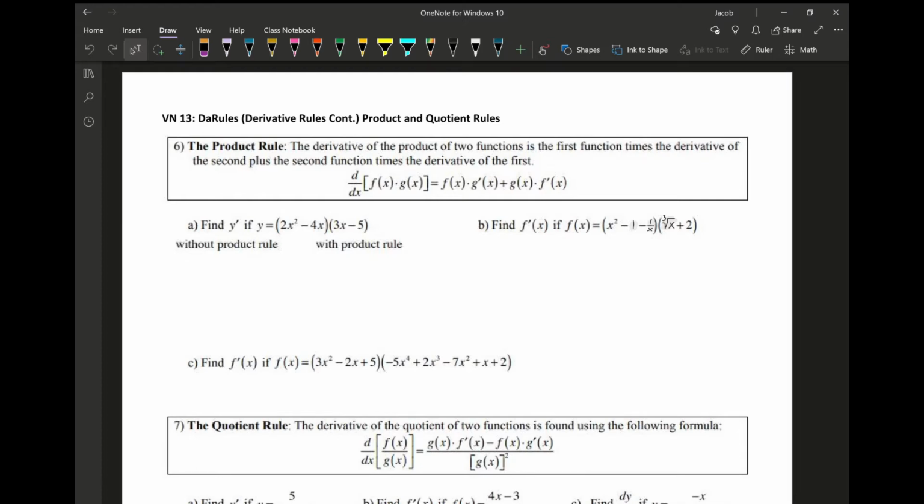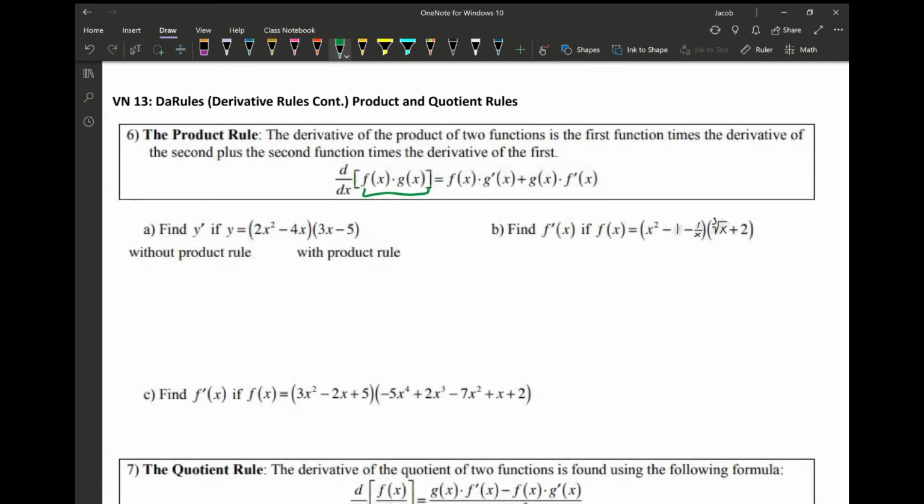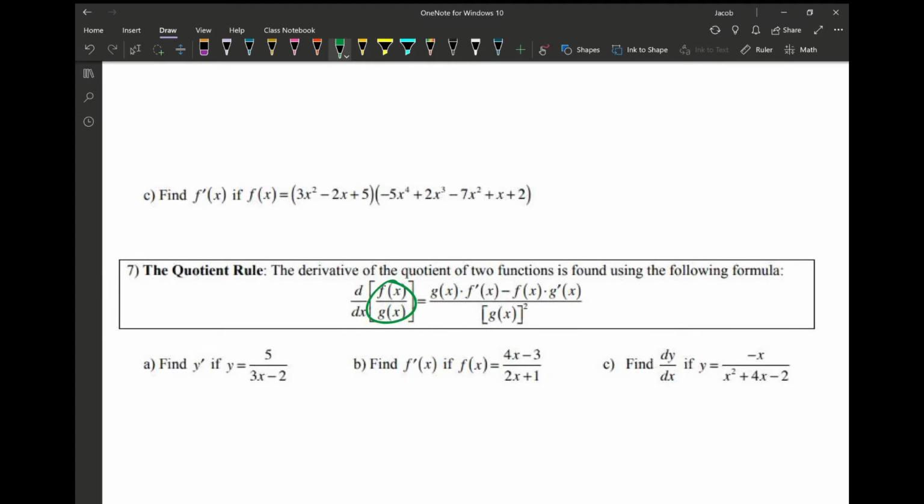Welcome to the rules. This is video notes 13, and these are the rules of derivatives continued. We're talking about the product and quotient rules. You can probably guess in what situations you would use them. It's when you multiply two functions together, or you divide two functions. And we have a specific way of remembering this monstrosity down here.